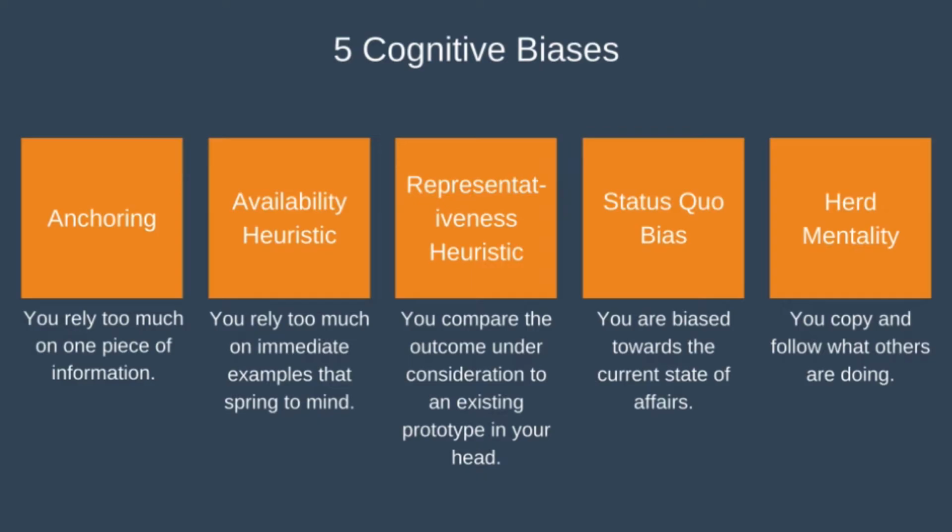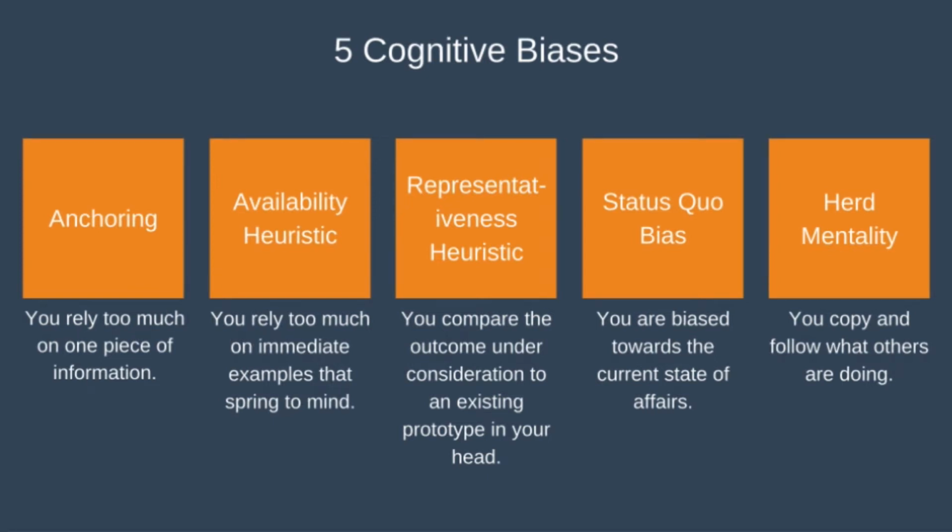Next is availability heuristic. Now this is a mental shortcut whereby you rely too much on immediate examples that spring to mind when evaluating a topic. So, for example, although car travel has higher mortality than air travel statistically, many people who happily undertake car journeys can be scared of plane travel. And that can be because plane crashes are more widely covered in the media and are thus more easily recalled than car crashes.